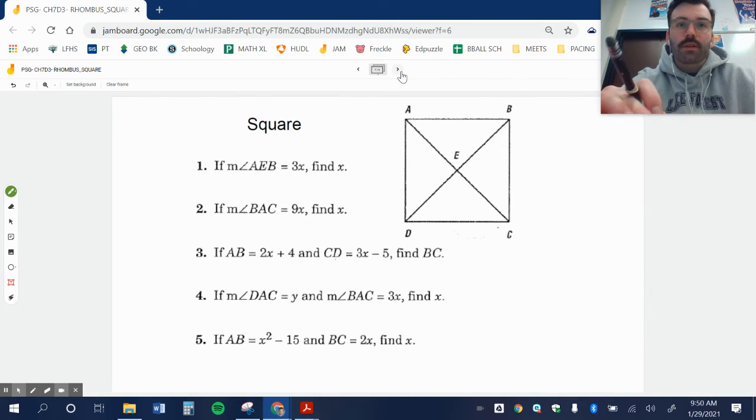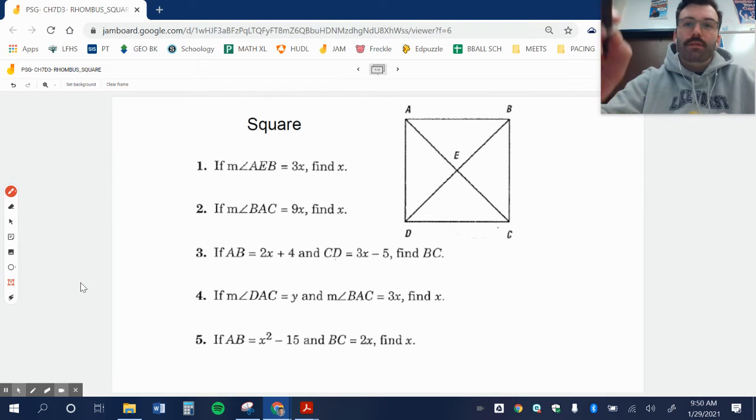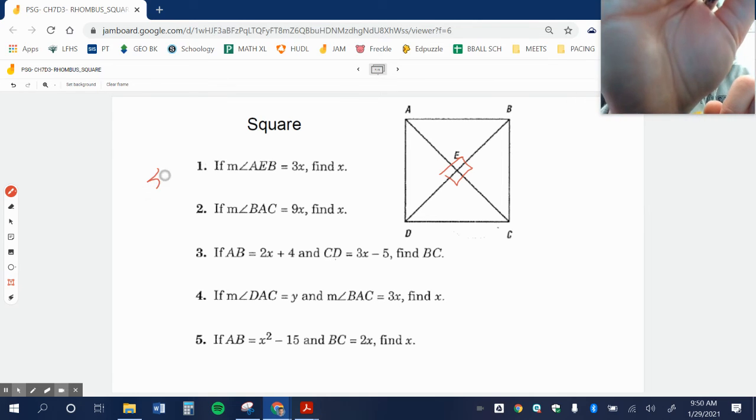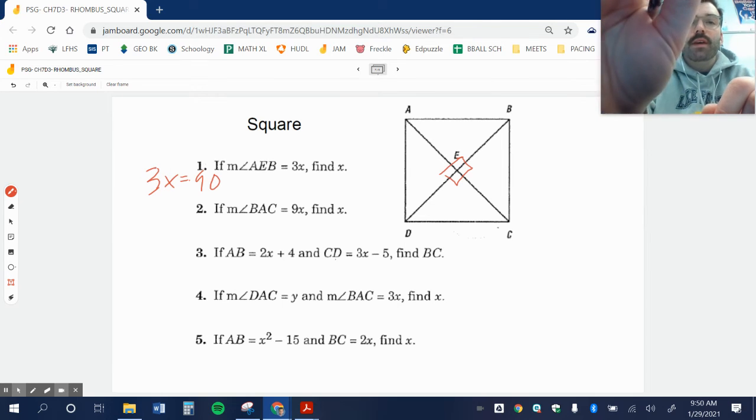Let's go for the square. We got some fun stuff. Here we go. Long video today. All right, let's talk about a square. I want AEB, which is this center angle here. Well, I know that all these angles are right. So I'm going to set 3x equal to 90, and get x to be 30.